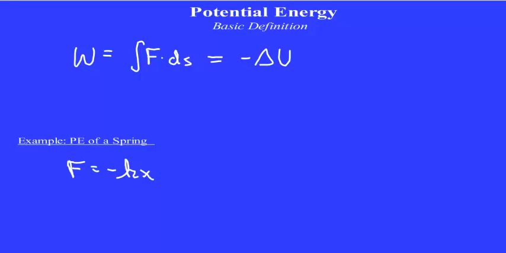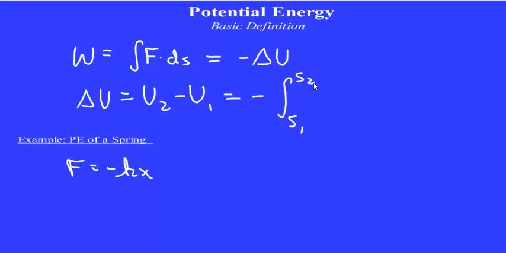We can write this a few different ways. I can expand this delta U as U final minus U initial, or U2 minus U1. And then we could write it this way very generally, if we're integrating from one position, S1 to S2. If we were in one dimension, we would just use x. Remember, S is the generic three-dimensional displacement. So I can write this a couple different ways.